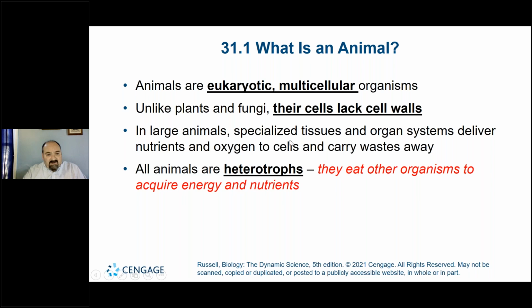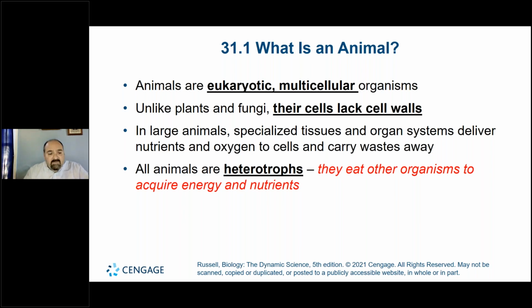What else are we seeing here in large organisms? Specialized tissues and organ systems deliver nutrients and oxygen to cells and remove waste. This is a part of what the animal can do in terms of its functions. And we'll look at a little more detail regarding the tissues.